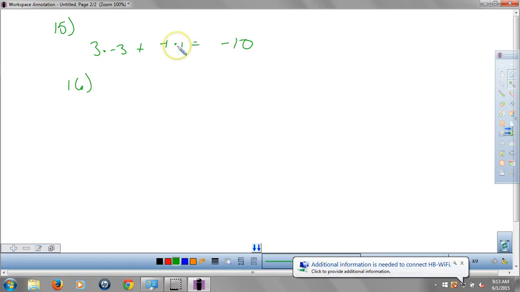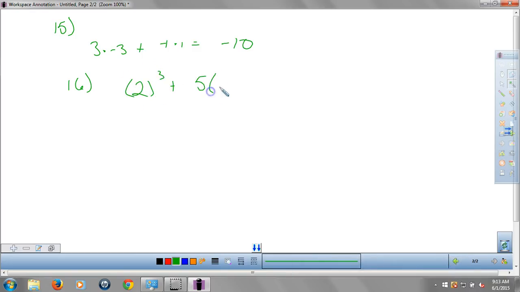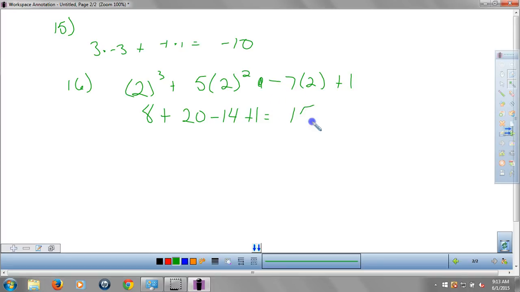Okay, 16. Determine the limit by substitution. Just plug in 2, guys. When you plug in 2, what's 2 to the third? 8 plus 20 minus 14 plus 1. So that's 6, 14, 15. Okay.